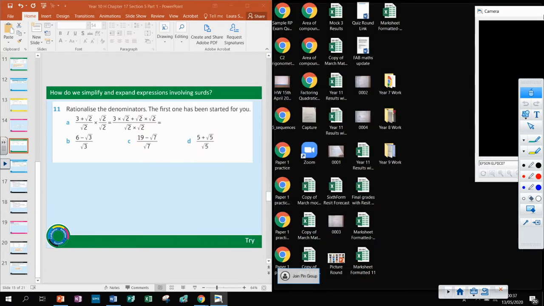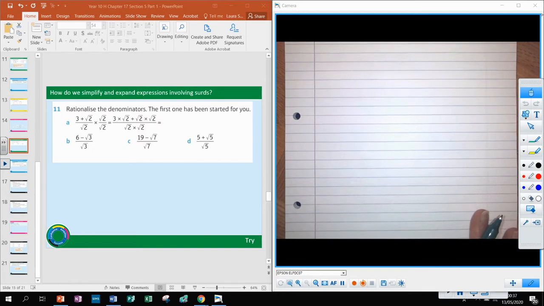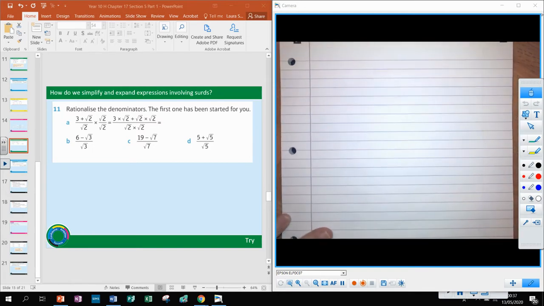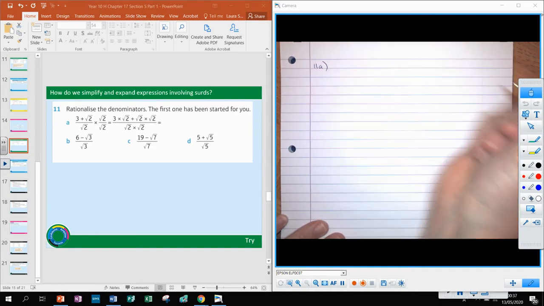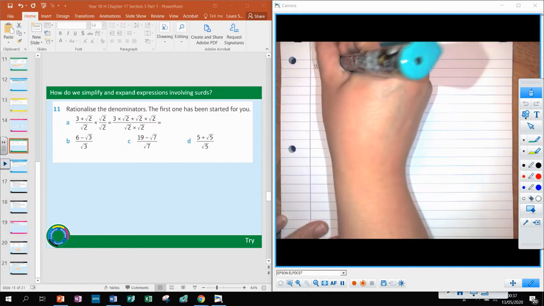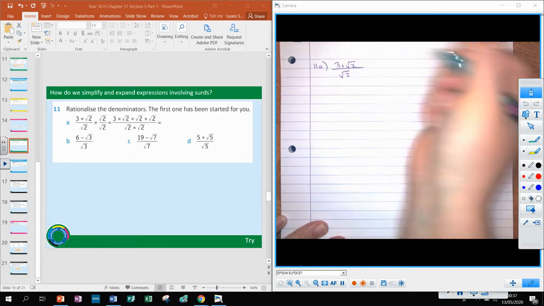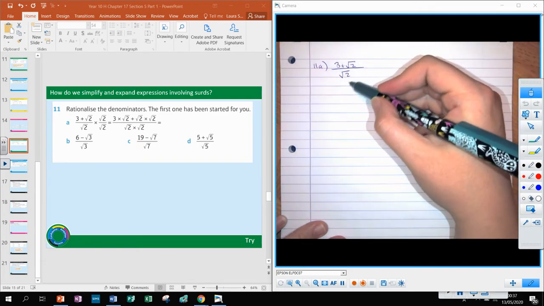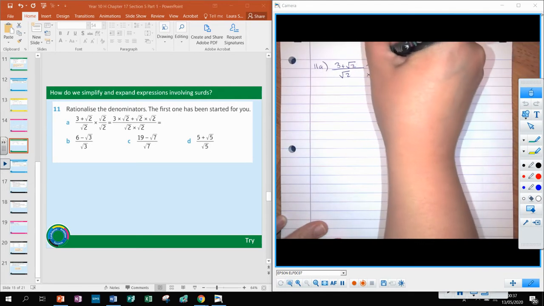Okay, lovely. So they've done the first one for you. Okay, or mostly. They've actually given you part of the answer, so let's take a look. So 11a, we started with 3 plus root 2 over root 2. Okay, now we know to rationalize, we have to multiply by root 2, so that's what we can write down.